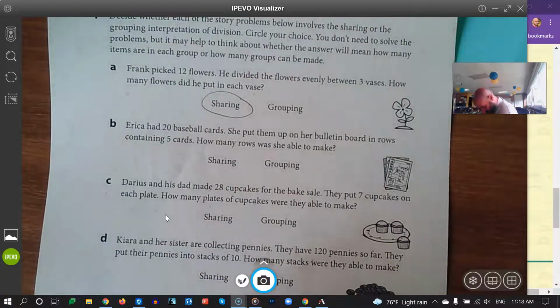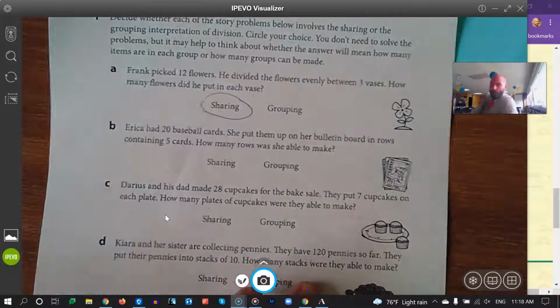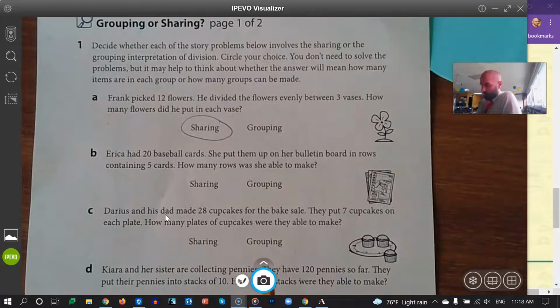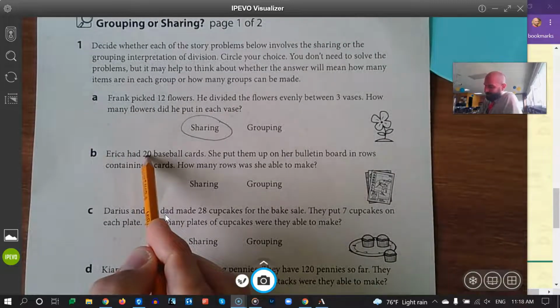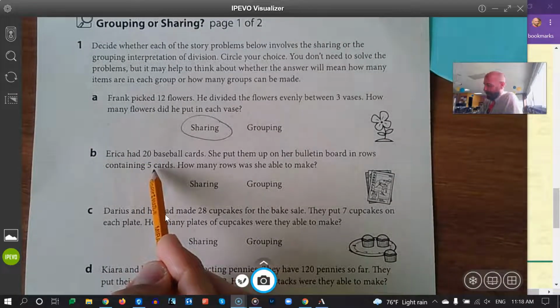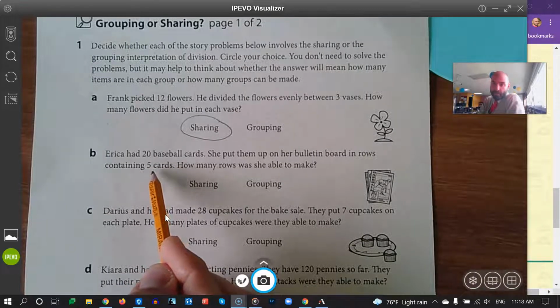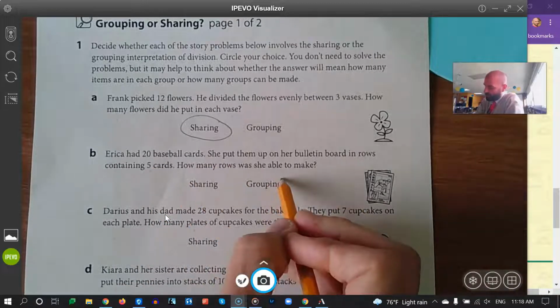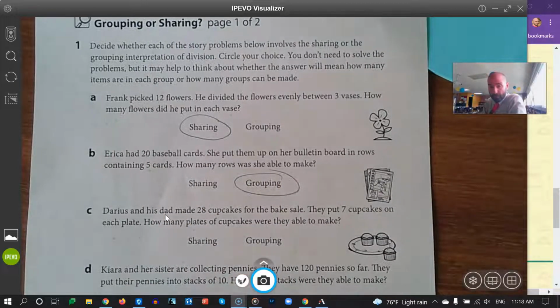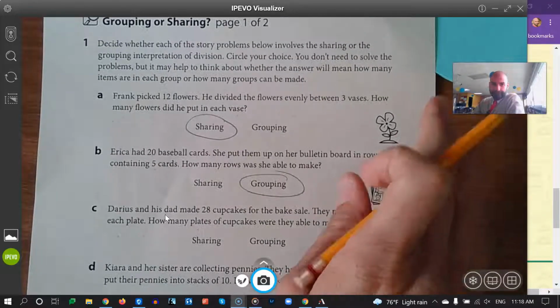Remember, pause and do some thinking. All right, so we have a total, and it's telling us how much each of the rows contain. So it's almost like the bags of cookies. There were 4 cookies per bag, 5 cards per row. So this is grouping. I need to find out how many groups they're going to make.